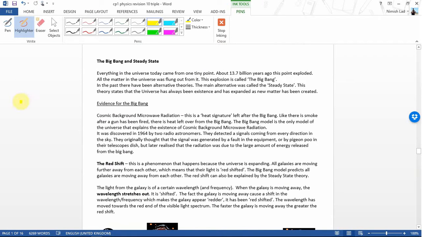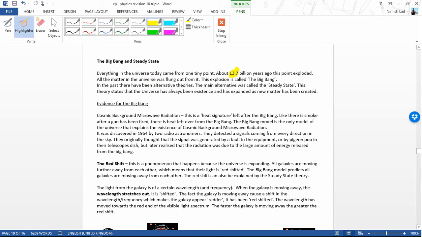It's just over here. Okay, so we know that everything in the universe came about 13.5 or 13.7 billion years ago. We believe all the matter in the universe was in a very small point. That point then expanded out, and we call that expansion or that explosion the Big Bang. There have been other theories in the past as well, and the main one of those is steady state.